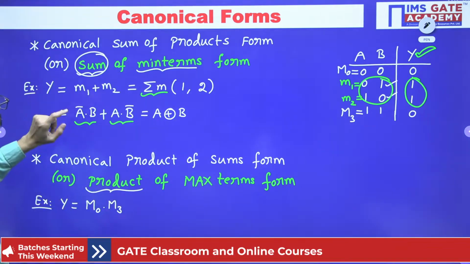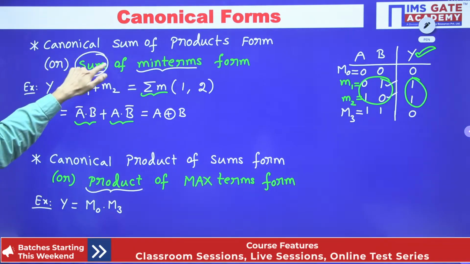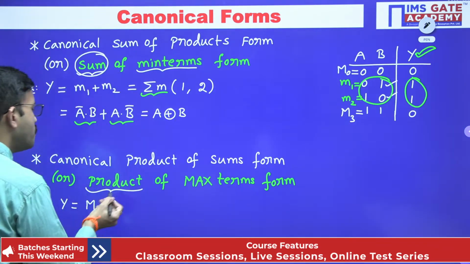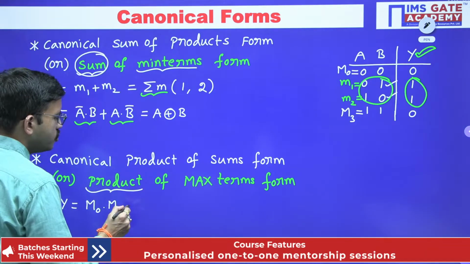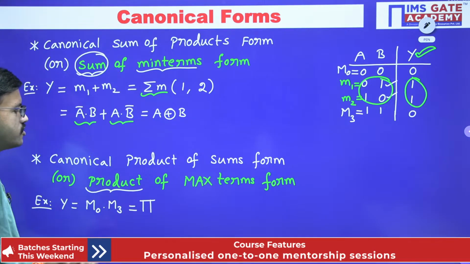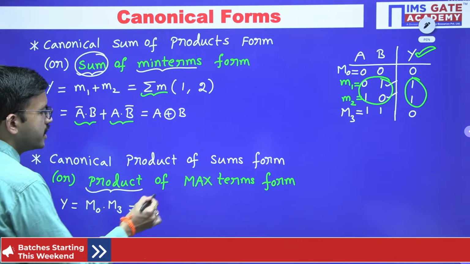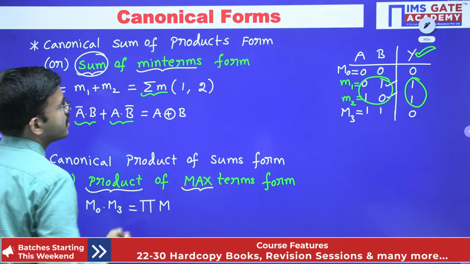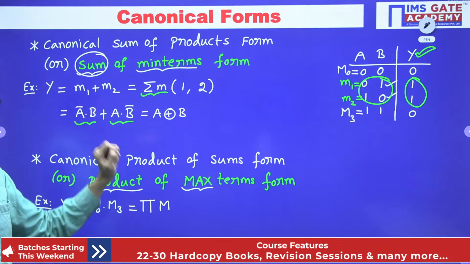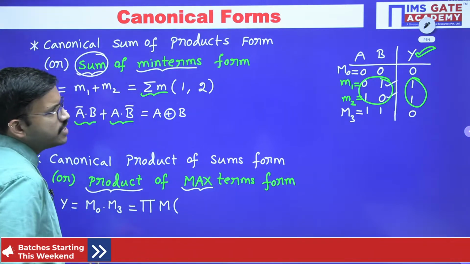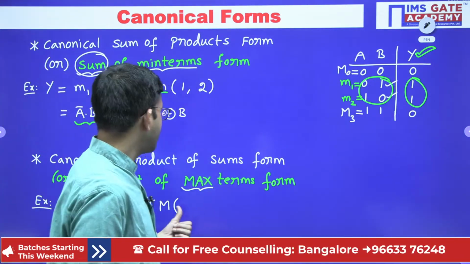Just like for the sum we used the mathematical symbol sigma, in the same way for the product we can use the mathematical symbol pi. Pi stands for product. For max terms we represent with capital M, and for min terms small m. Now whatever max term numbers you have, just write them here. That's all.